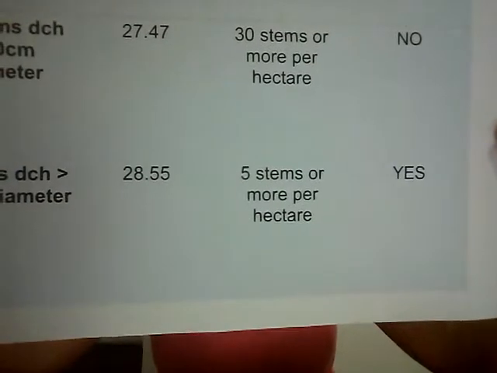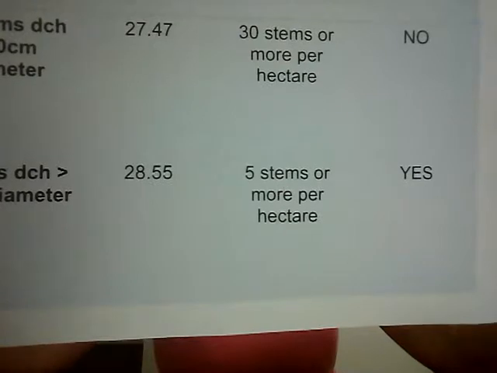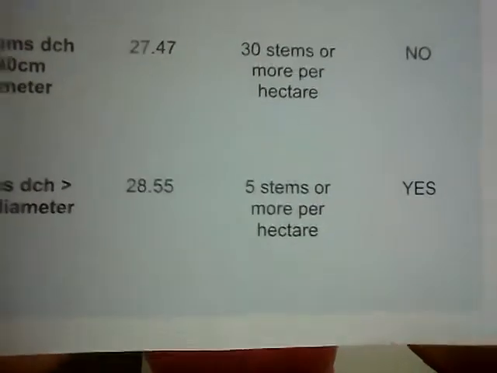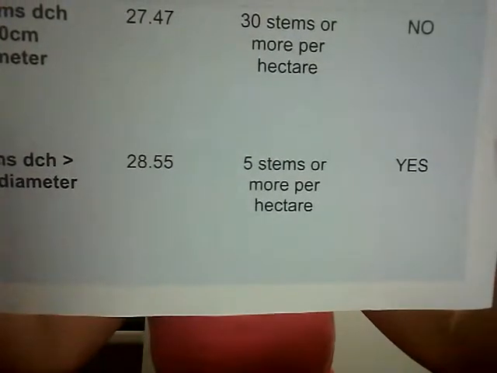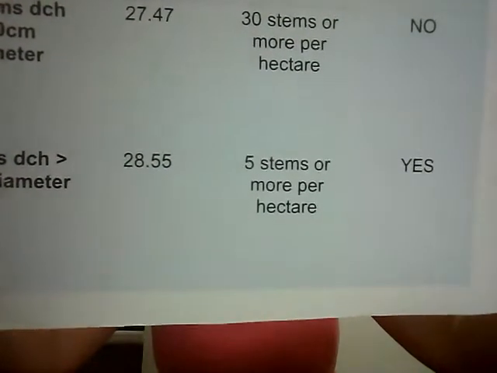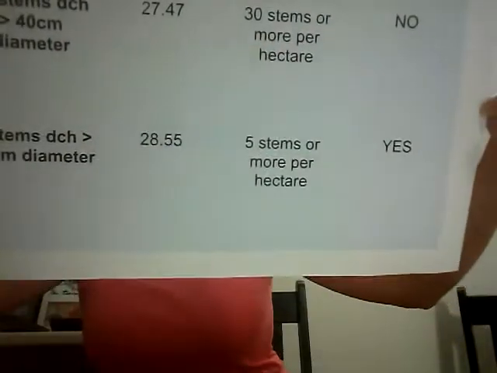But of those 30 stems we measured, 6 of them were actually over 50 centimetres in diameter, giving us an average of trees per hectare at 28.55. The criteria, we only need 5 stems or more per hectare, so the answer, if there was old growth in Site 1, was yes.